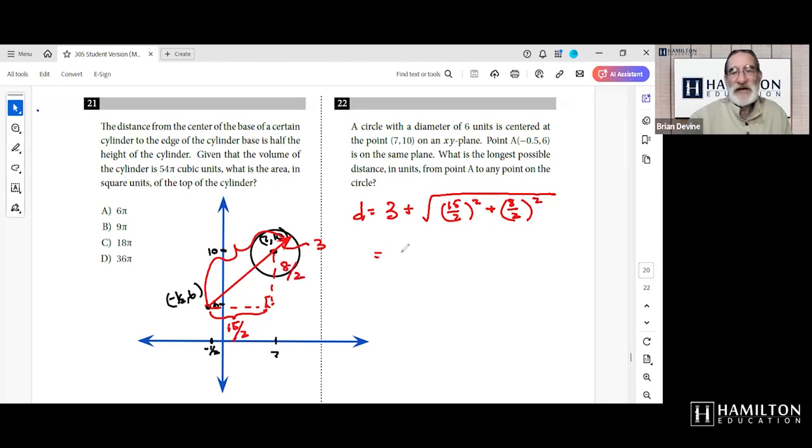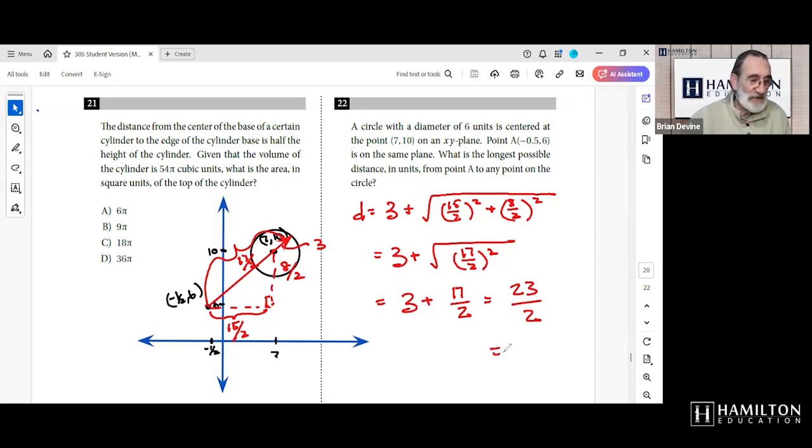And if I go ahead and work that out, I'm going to get that this is 17 halves squared because this is an 8, 15, 17 triangle. So I should have 3 plus 17 halves. So that's going to be 23 halves, which I could write as 11.5. And you're done.